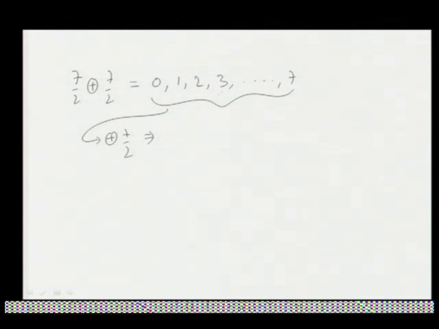So, when you consider 3 for example, you will get 3 plus 7 by 2, sorry, not 3 by 2, it is 3 plus 7 by 2. So, that will give you the minimum value is half and the maximum is 3 plus 3 by 2, that is 10 and a half, it is 21 by 2, all right.